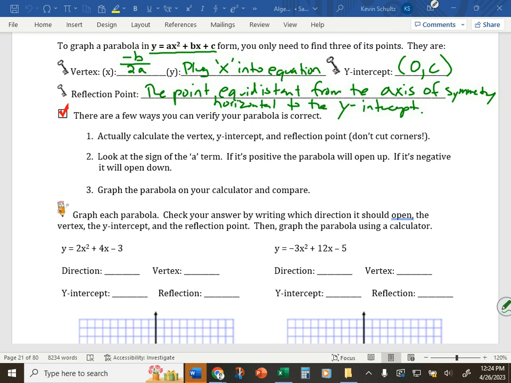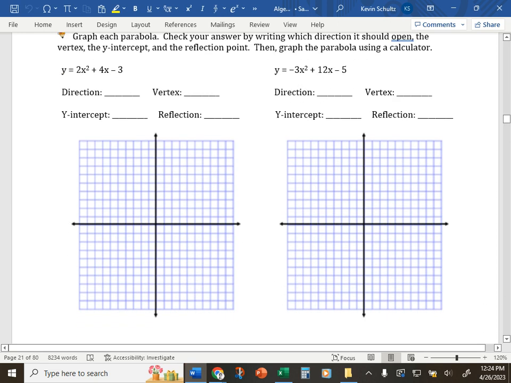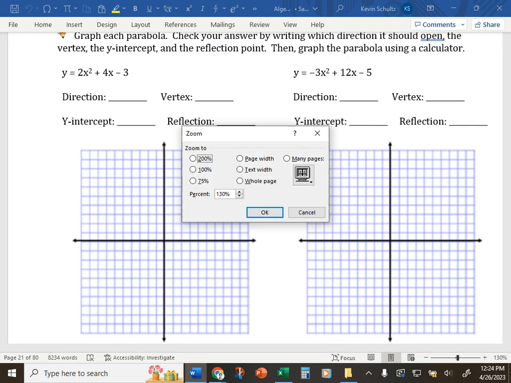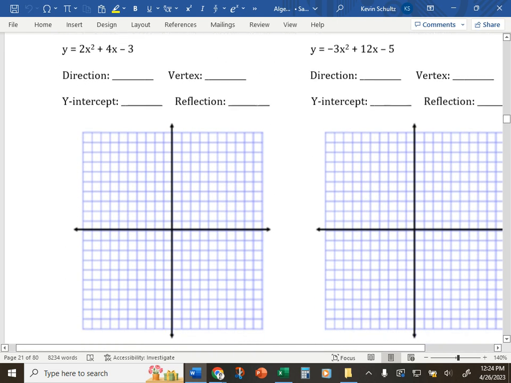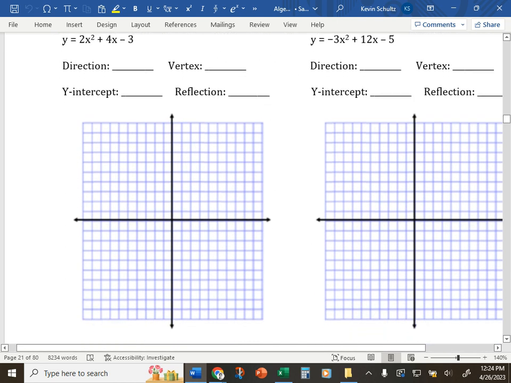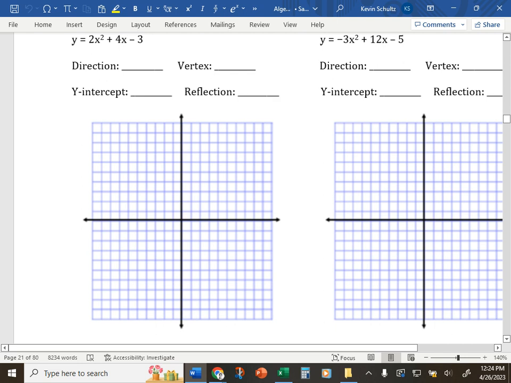Are we ready to graph a couple? Of course we are. Here we go. I'm going to blow this up so that I can make my parabola as accurate as possible here.